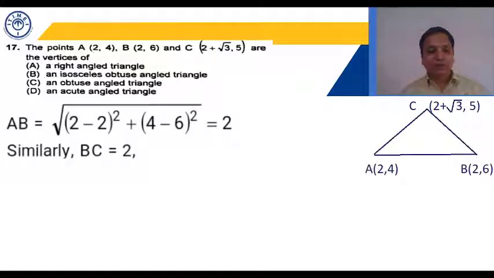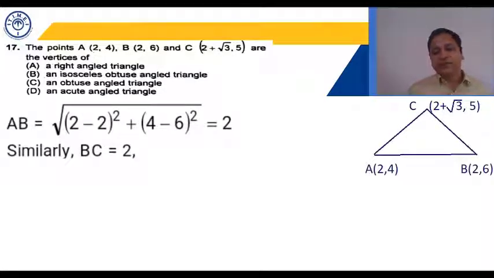Now we have the length of AB as 2, the length of BC as 2. Two sides of a triangle are equal. So it's an isosceles triangle maybe? Maybe. We have to find the third side also to get the exact picture. Two sides are equal, AB is 2 and BC is also 2.